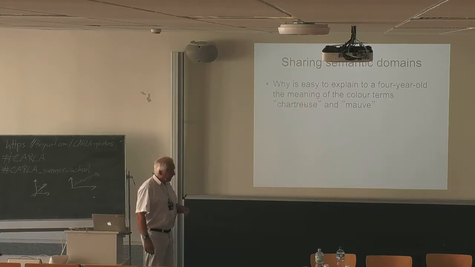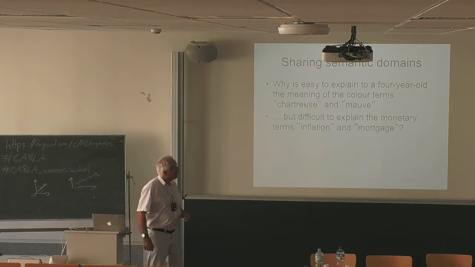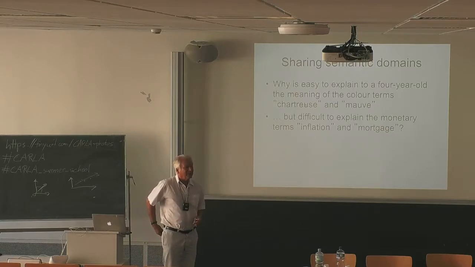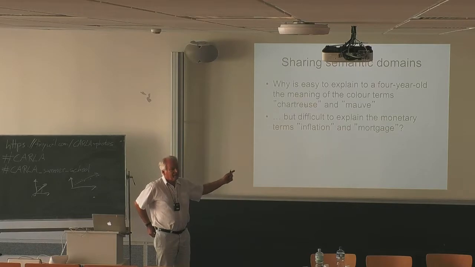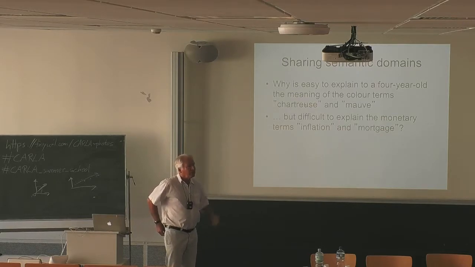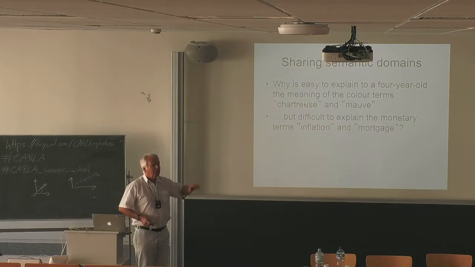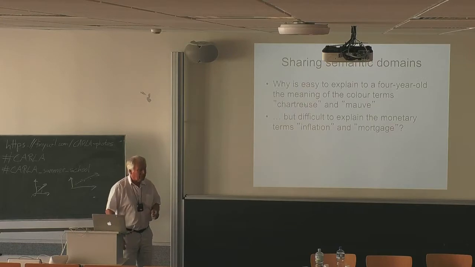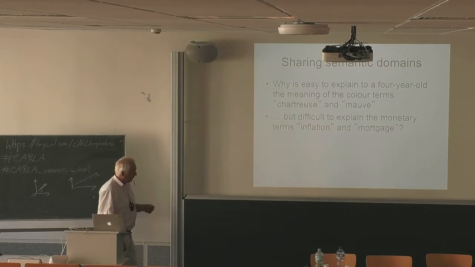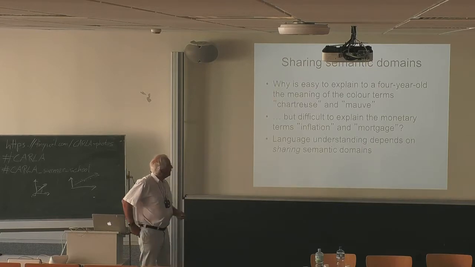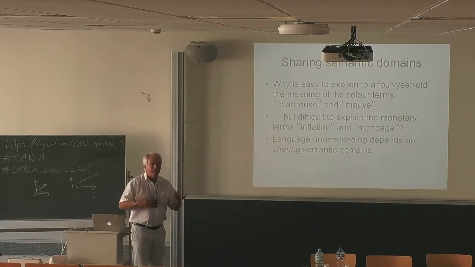Then if you try to tell them about words like inflation and mortgage, which are unfortunately very frequent words in language, they will not be able to understand them. What is inflation, or what is a mortgage? Because they don't have the conceptual domain available. They have the color domain available, and you can add new concepts, new regions, quite easily because we are sharing the color domain with the kids. So this is an argument against looking at frequency. They learn these words quite quickly if you just tell them. My point here is that it depends on sharing the semantic domain.